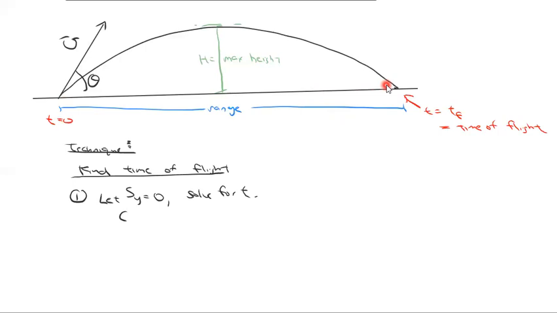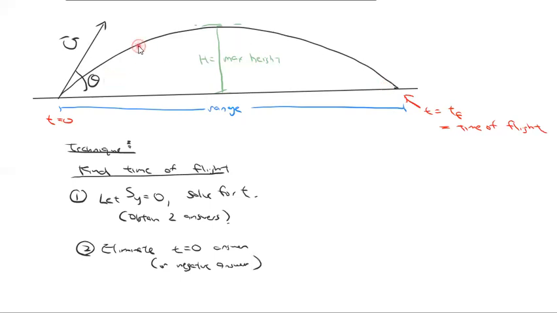Then you obtain two answers, and eliminate the t equals 0 answer, or if you're starting in midair, the negative answer. If you're not starting from level ground, you'll get a positive answer and a negative answer, and that's how you find time of flight. Just let y equal 0 and solve for t. It'll be a quadratic, but hopefully nothing that you can't handle.